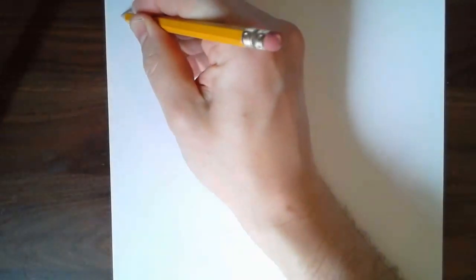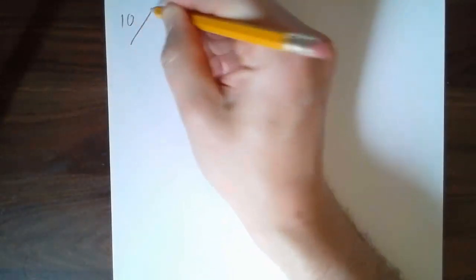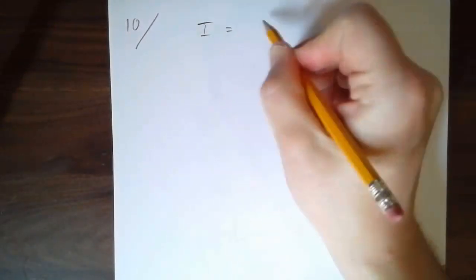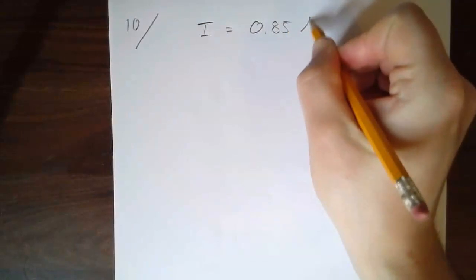Let's now go to number 10. So number 10 actually involves a concept that we haven't really talked about yet, that you might have wondered about if you've gone to the store recently and tried to buy a light bulb. Number 10 tells me that the current in a 100-watt light bulb is 0.85 amps.